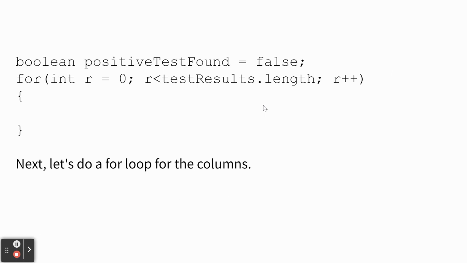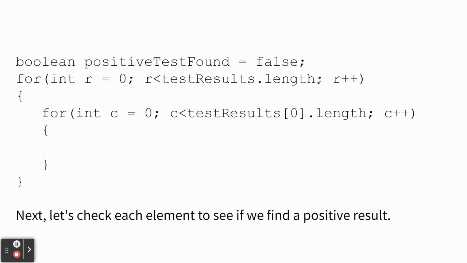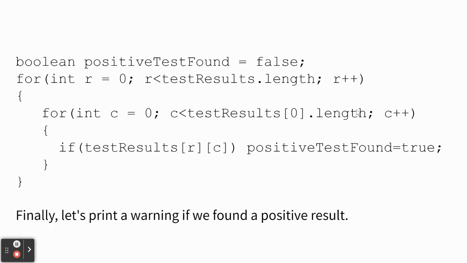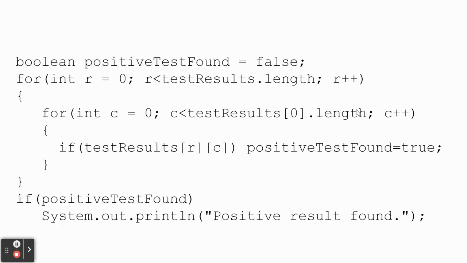Then we're going to do a row for loop. So int r equals 0, r less than testResults.length. Remember, .length tells you how many rows there are. Then we're going to do the column for loop. I do c for column, and testResults[0].length. That's how many columns there are. And then inside here, we can say if testResults[r][c], then positiveTestFound equals true. And then finally, I'm just adding a check on the flag variable. If it's true after the loop, that means we found one or more positive tests.